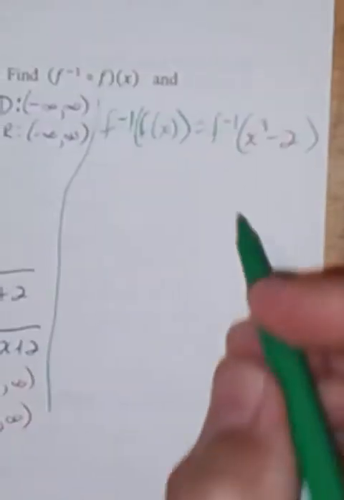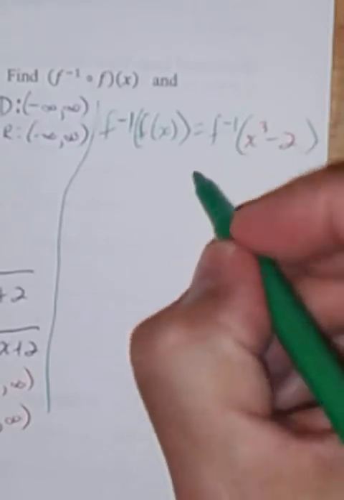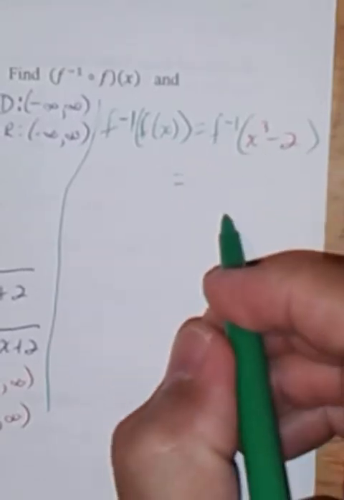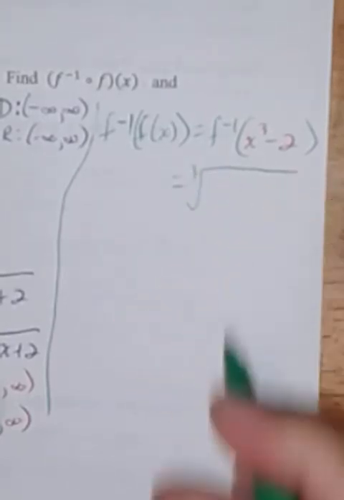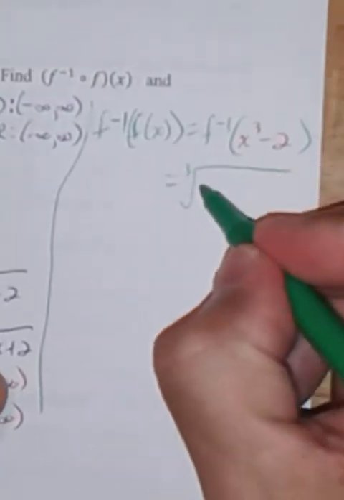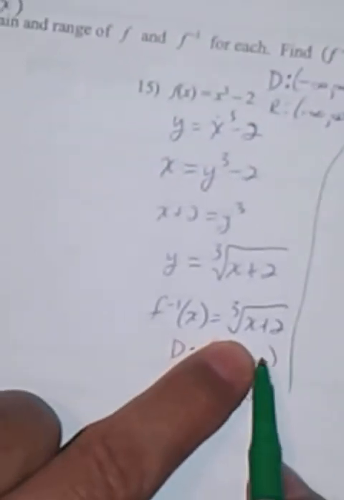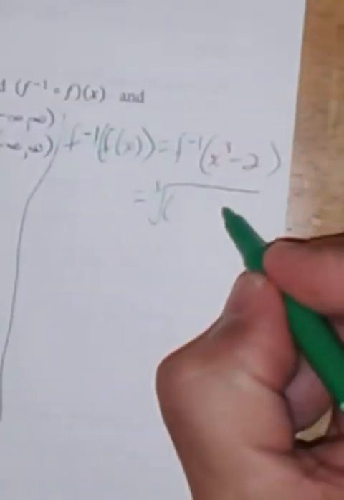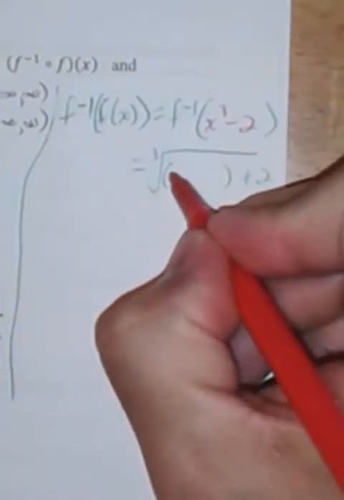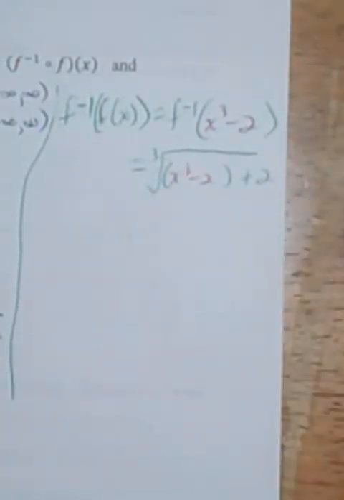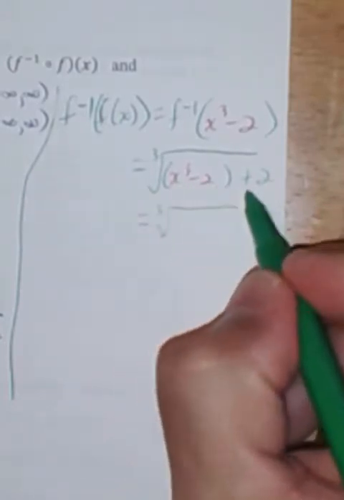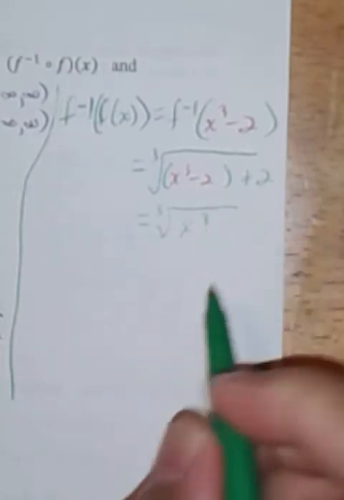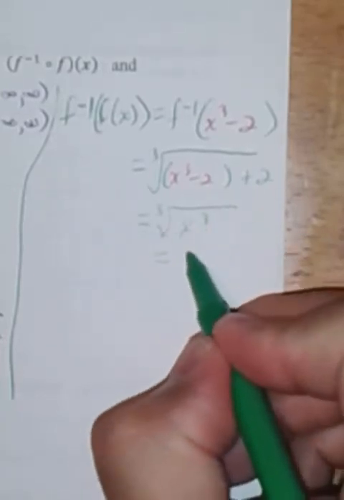All right, so we continue with this. So this will be the input for f inverse, right? Because it's f inverse of that. So f inverse is the cube root of x plus 2. So I'm going to put x and then plus 2. And my x is being replaced by x to the third minus 2. Okay, so when I simplify, this is the cube root of, and x minus 2 plus 2 will be x to the third, and the cube root of x to the third is x.